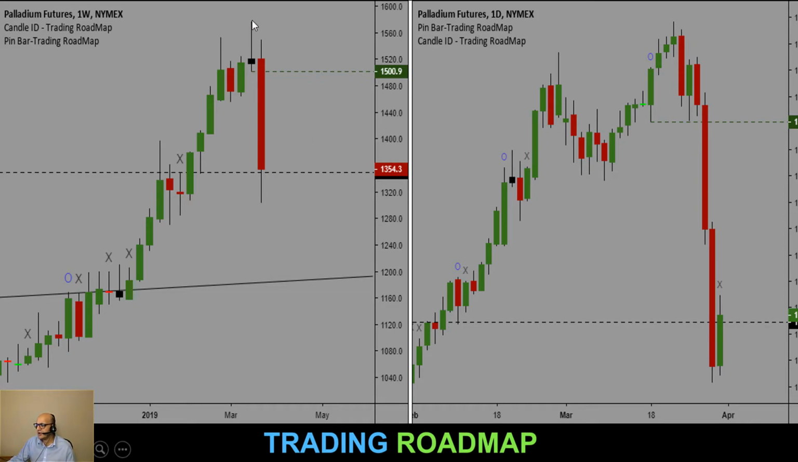Recently, that's the current chart of palladium, and palladium was in a massive uptrend for the last couple of months, since I believe November or December we have been on an uptrend. And then we got here a pin bar on the weekly chart, and if you look at the daily chart, what do you see here?